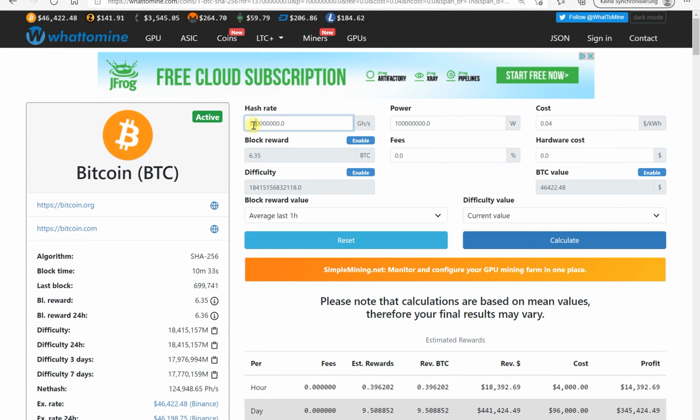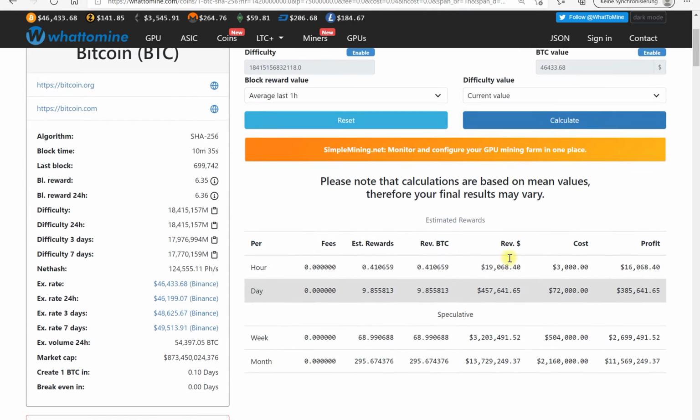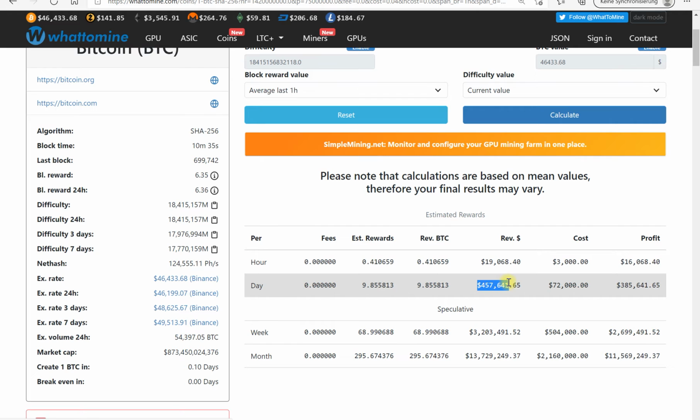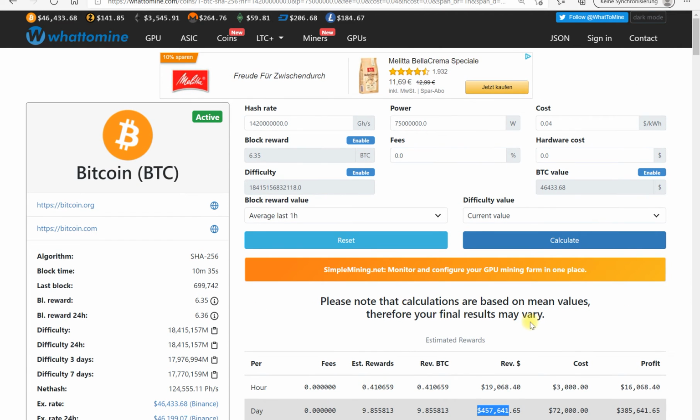Let's go to Bitfarms. They say they have 1.42 exahash right now. Power consumption a little bit lower here, 4 cents should be right. So the revenue is at $457,000 right now. And you know, the price of Bitcoin is at 46,000 right now. If we go to 50 or 60,000, it will be a lot higher, because the hash rate will not climb that fast.